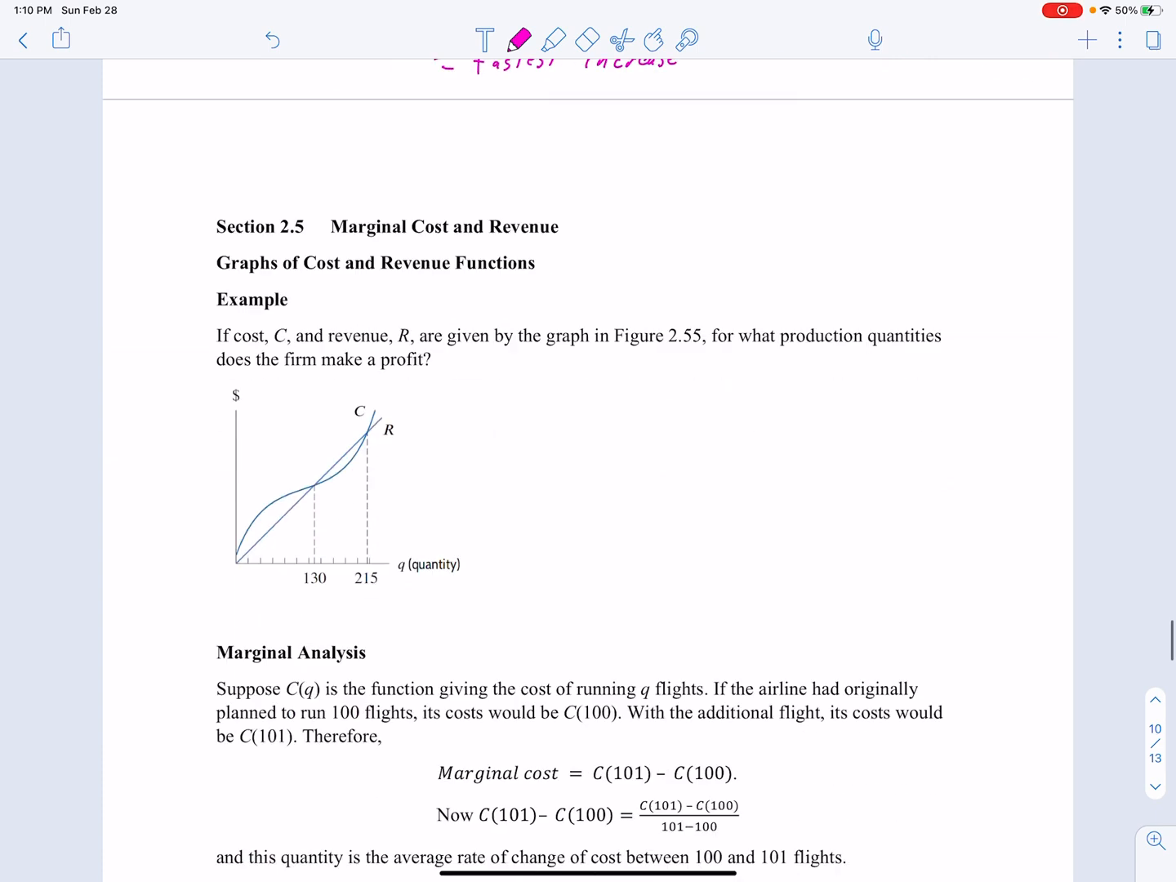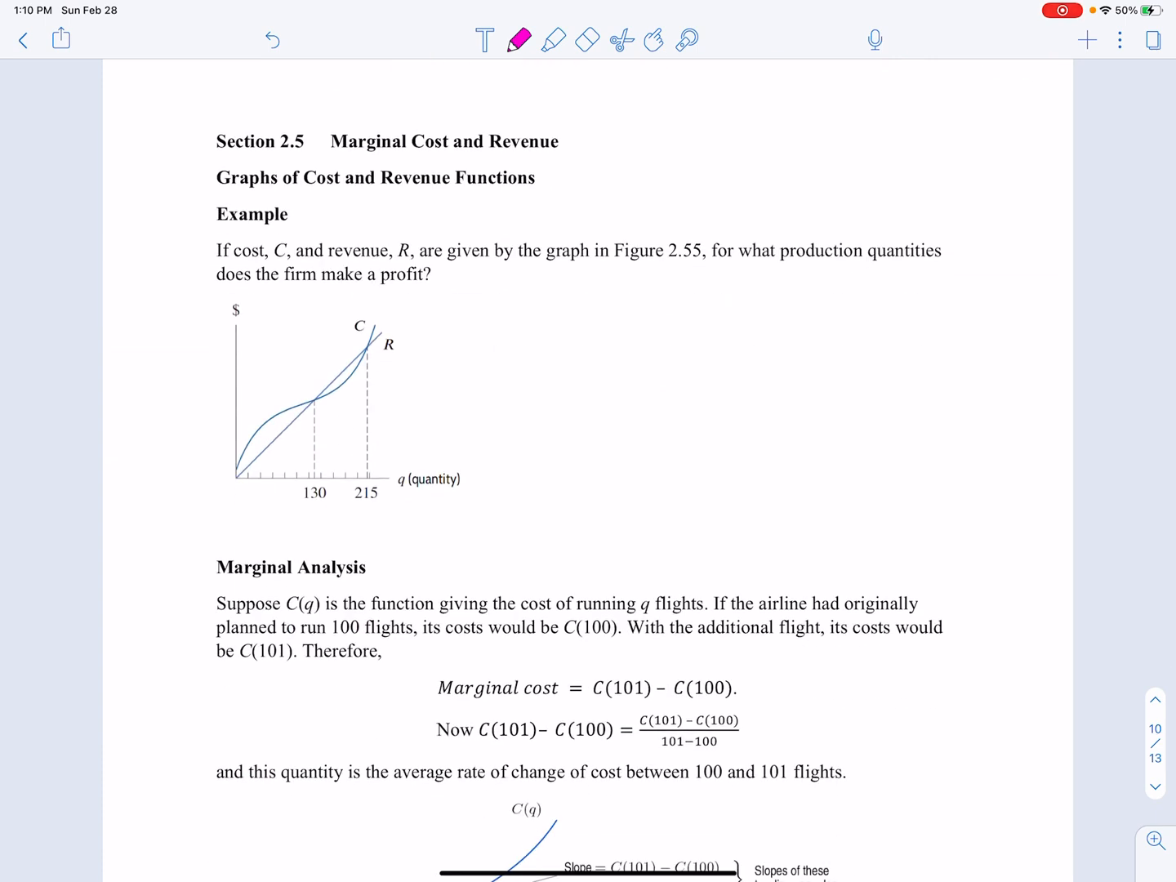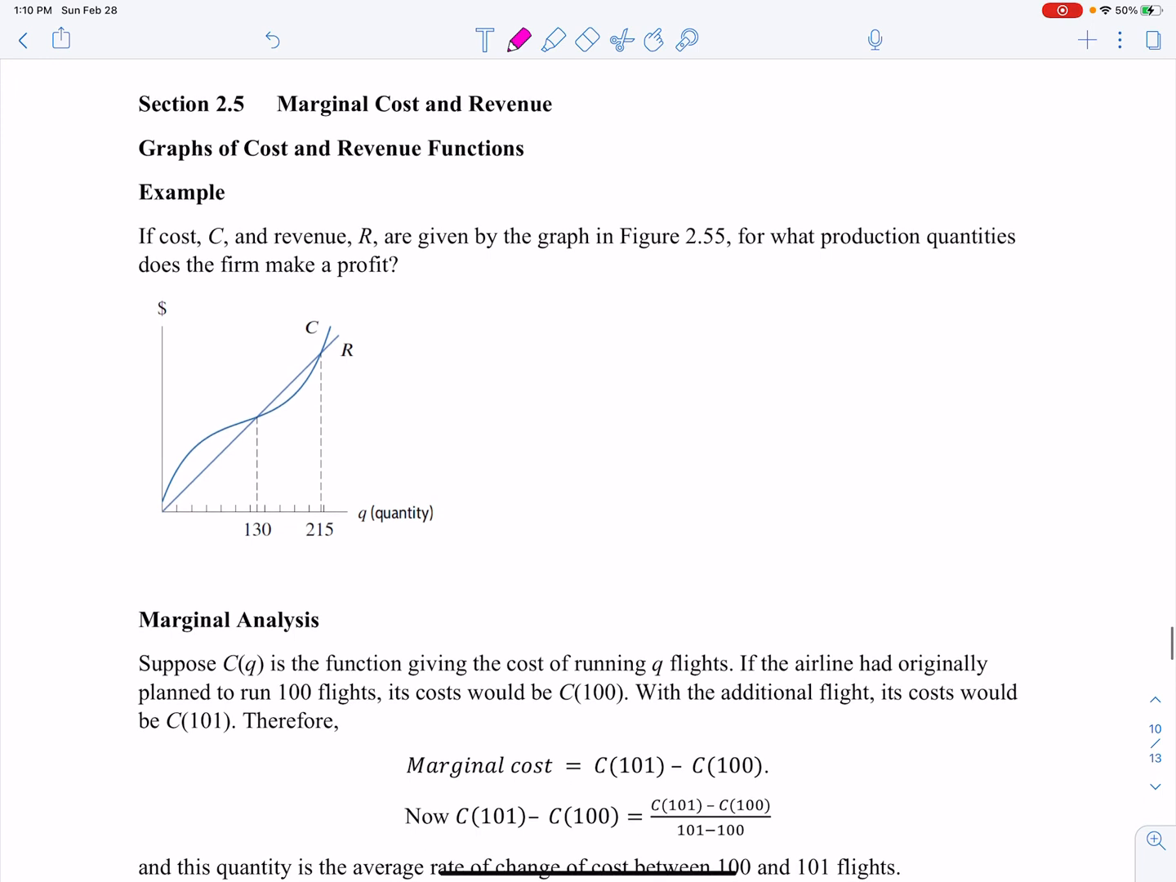Okay, last section here for this chapter. Marginal cost and revenue. Graphs of cost and revenue functions. Quick example here. Cost is how much it costs you to do something, run a business, manufacture a product, etc. Revenue is how much money you take in, so sales basically, are given in this graph.